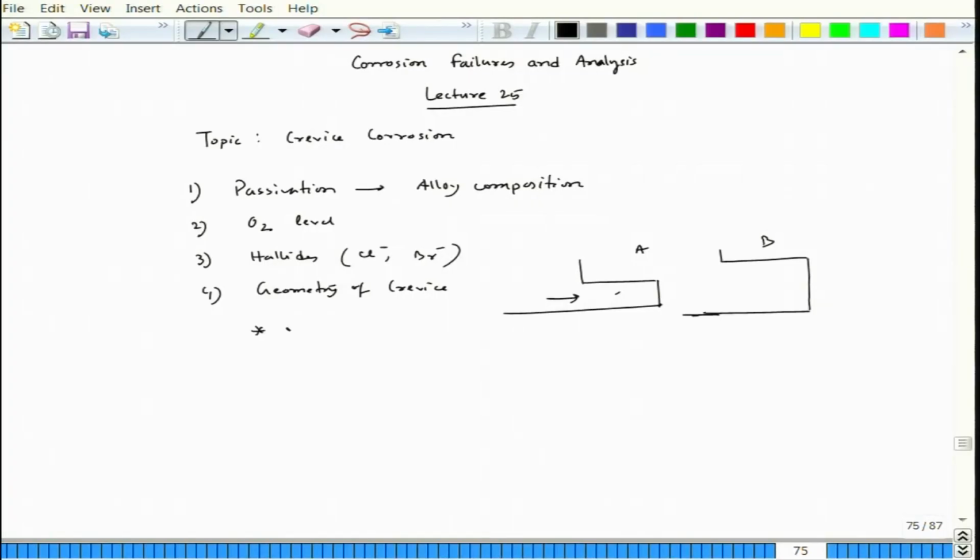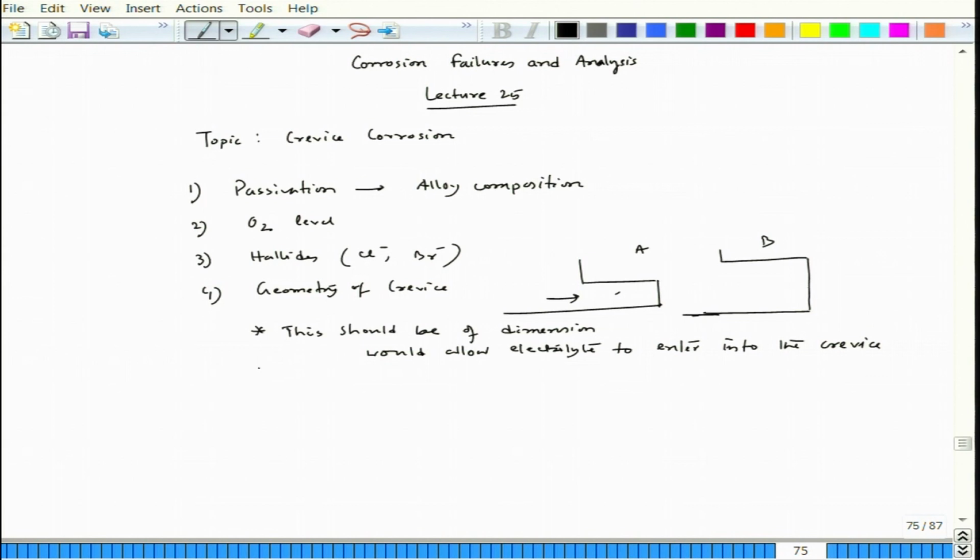So, now let us understand this. This should be of a dimension which would allow electrolyte to enter into the crevice.